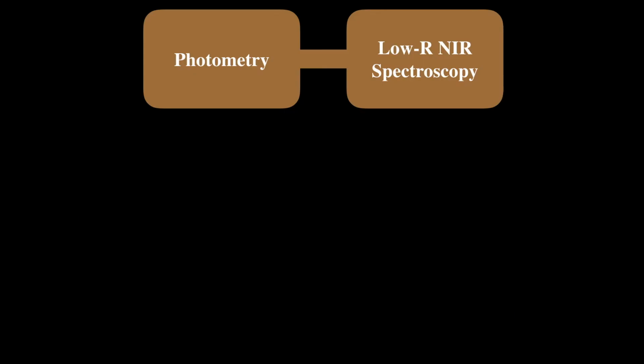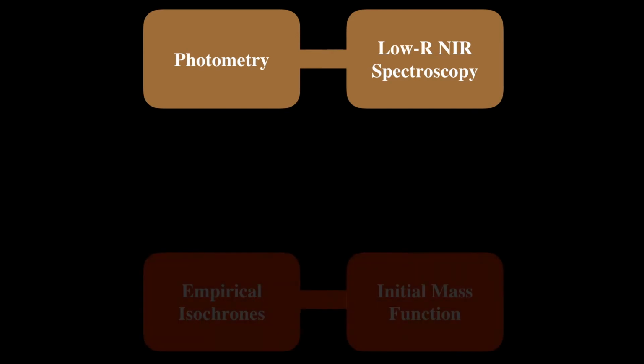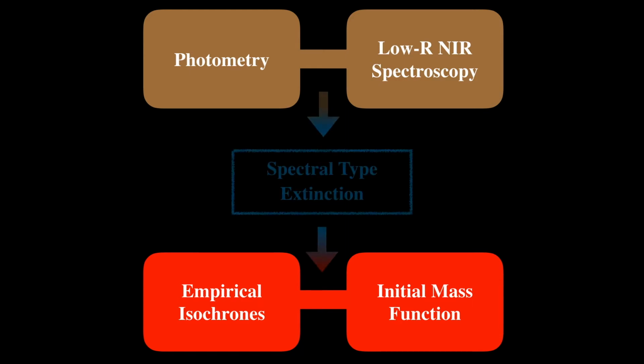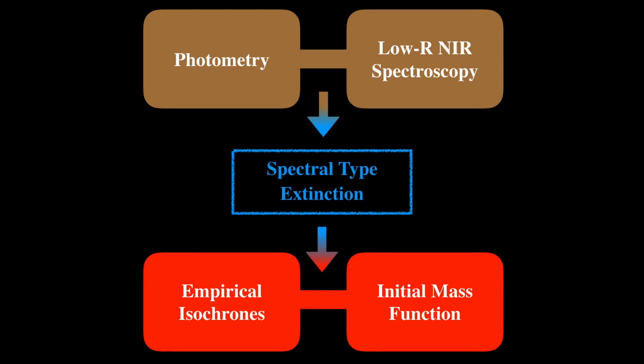Now we have obtained photometry and spectroscopy of our candidates. If we could precisely derive their physical properties like effective temperatures, bolometric luminosities, and masses, then we can construct empirical isochrones and study the low-mass IMF. The bridge between these two categories is to precisely measure two important observables, spectral type and extinction.